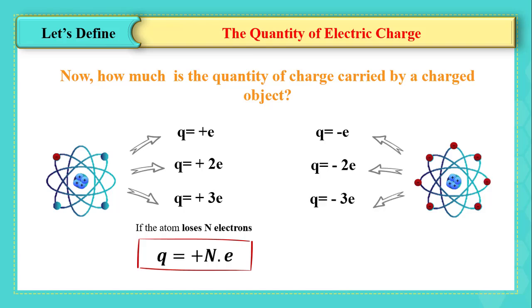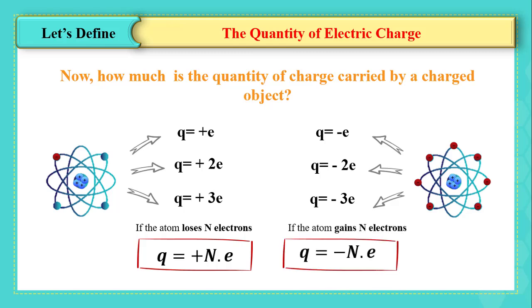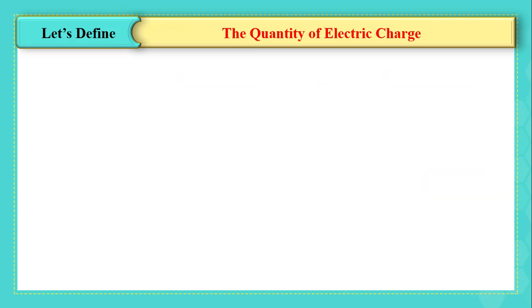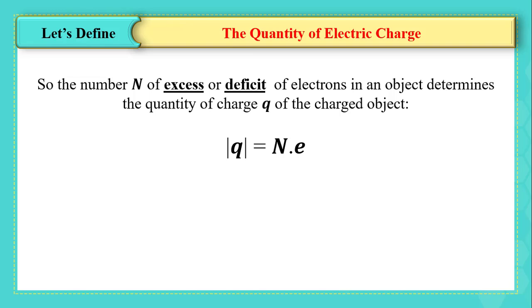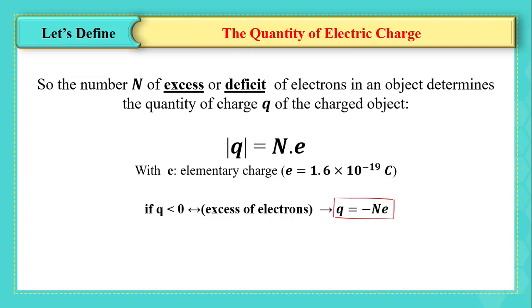So, the number n of excess or deficit of electrons in an object determines the quantity of charge Q of the charged object. Absolute value Q equal n multiplied by e, with e elementary charge equal 1.6 times 10 power minus 19 coulomb. If Q is smaller than 0, that means excess of electrons, Q equal minus n e. And if Q is greater than 0, which is positive, deficit of electrons, Q equal plus n multiplied by e.